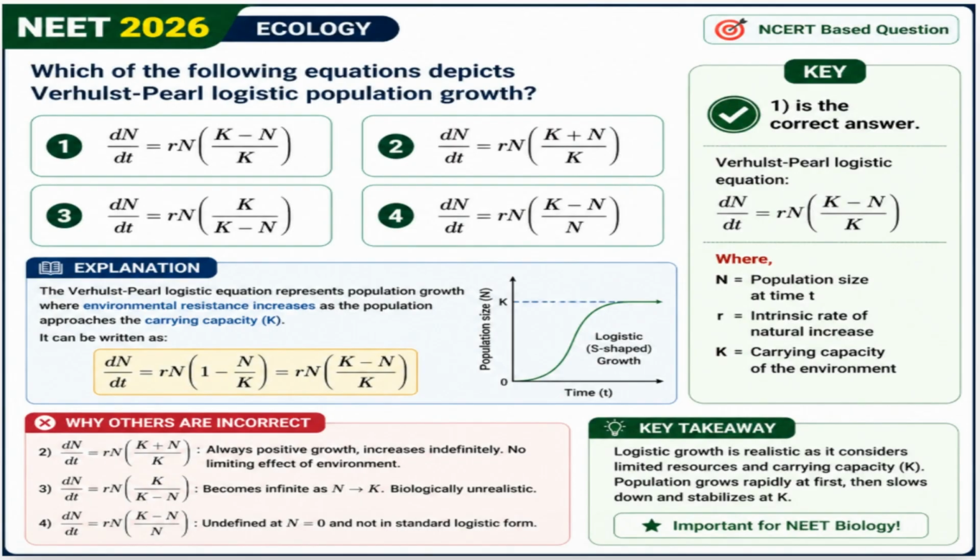The Verhulst-Pearl logistic population growth equation depicts population growth when environmental resistance increases as the population approaches the carrying capacity K. The equation is dN/dt = rN (K-N)/K. This corresponds to option 1.